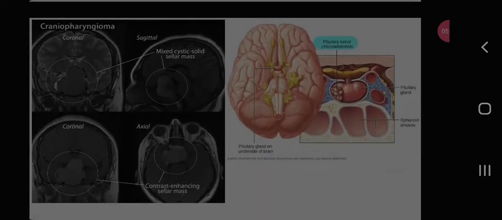Craniopharyngioma, coronal and sagittal section, mixed cystic solid cellular mass; coronal, axial, contrast enhancing cellular mass. Pituitary tumor, microadenoma. Pituitary gland, sphenoid sinuses, pituitary gland on underside of brain.